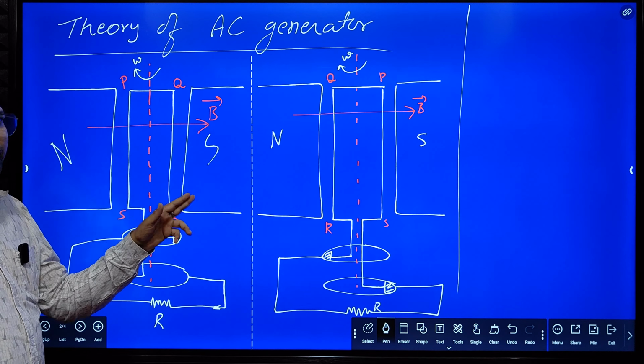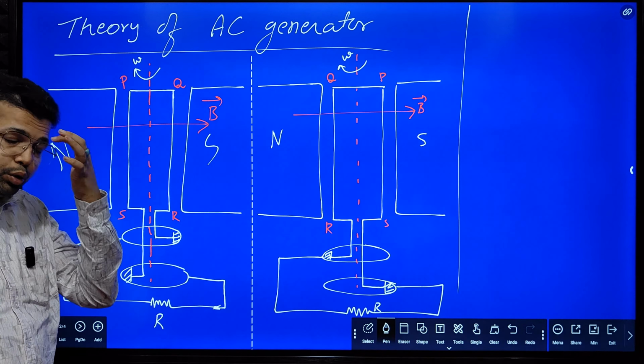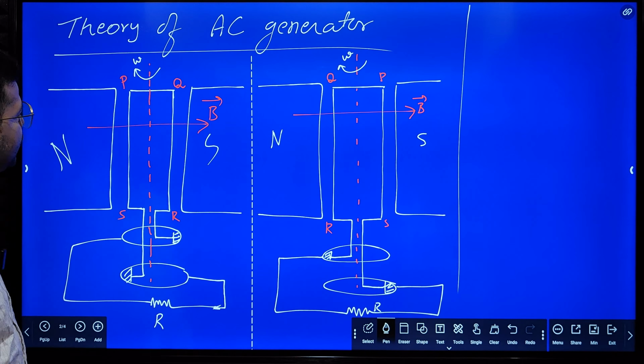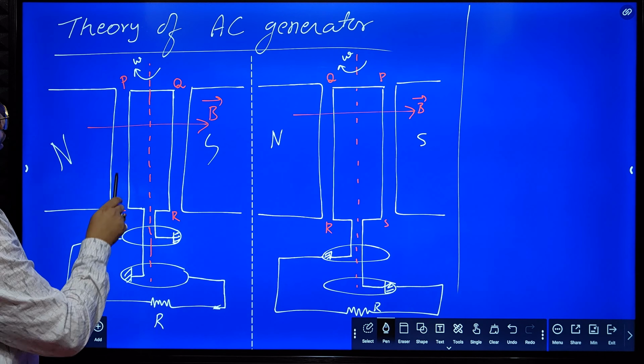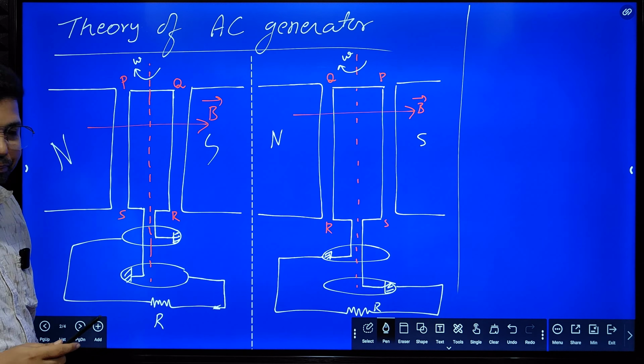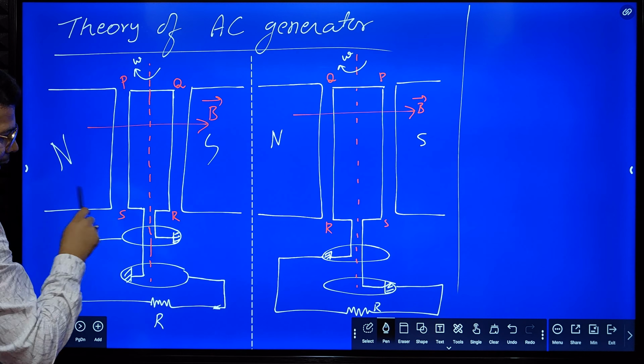So here there are two magnets. These two magnets are used to produce a uniform magnetic field. So definitely the magnetic field is from north to south. Here we have an armature coil. So here there is a coil PQRS.